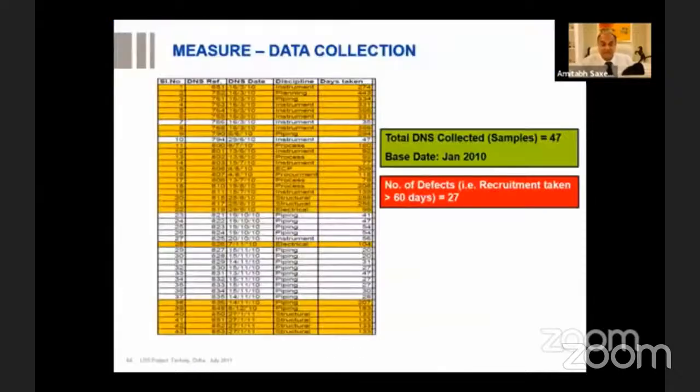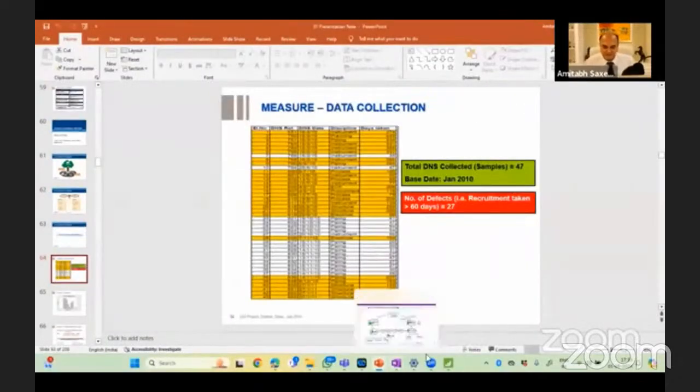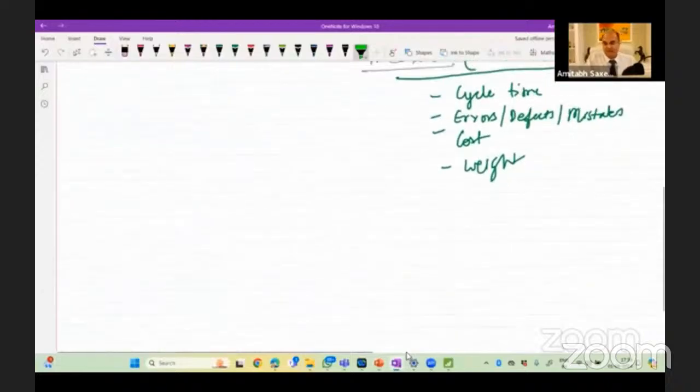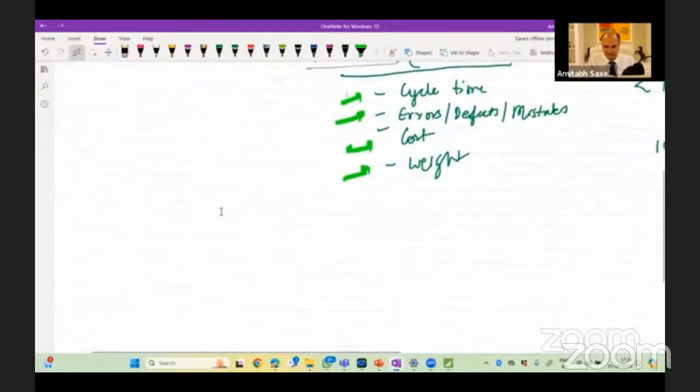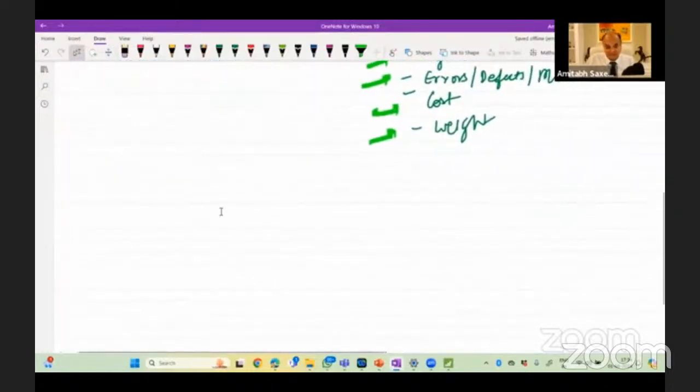Now let us learn some basic statistics. I did tell you there are two types of data: continuous data and attribute data. So cycle time is continuous data. Errors, defects, and defective mistakes are attribute data. Cost is continuous data. Weight is continuous data. Infection rate is attribute data. Okay, I hope you remember that. Now you can deal with all kinds of data. You are now yellow belt. Rather, I am making you almost a greenish yellow belt now. You told me you are okay with statistics, so I'm now giving you more.